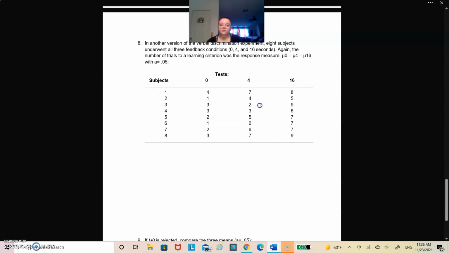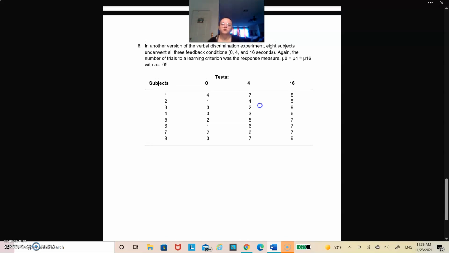Now in problem 8, it says another version of the verbal discrimination experiment, 8 subjects underwent all 3 feedback conditions, only 0, 4, and 16 seconds. Again, the number of trials to a learning criterion was the response measured. And then it gives us a null hypothesis of mu0 is equal to mu4, is equal to mu16 with an alpha of 0.05. So they are related groups, so we'll be doing a within subjects ANOVA.